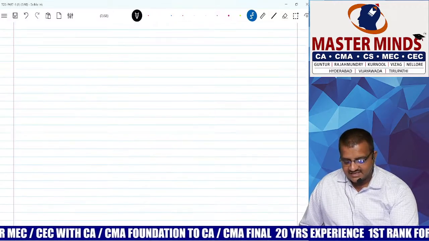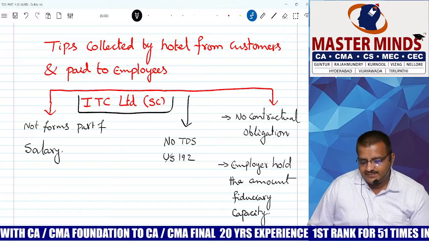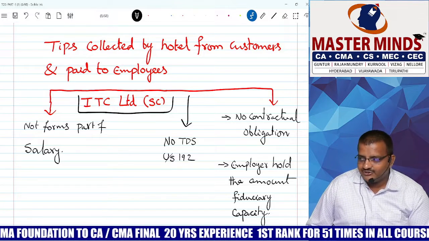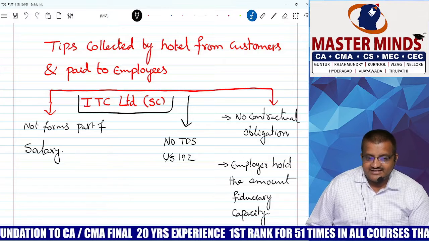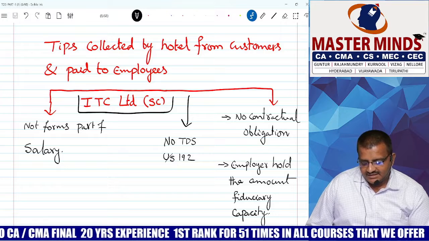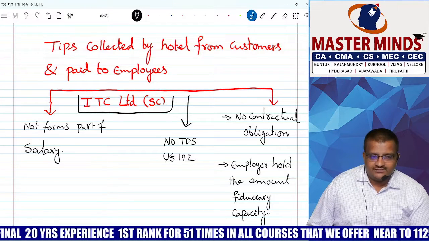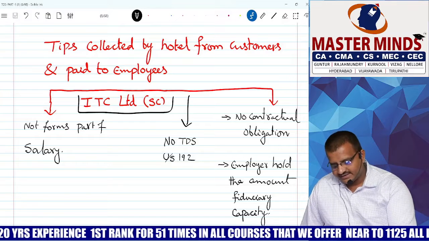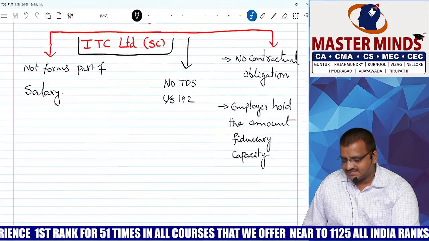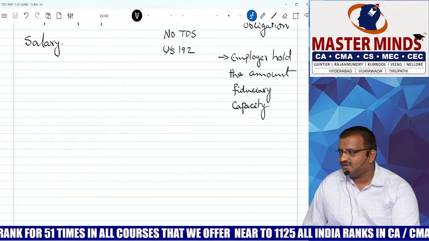Next, case laws, case studies. Very, very important. Number one: tips collected by a hotel from customers and paid to employees, shall they form part of salary or not? No. Therefore, is TDS applicable or not? No. Because there is no contractual obligation, and the employer holds the amount in what capacity? Fiduciary capacity. Without the reason, no marks will be awarded.